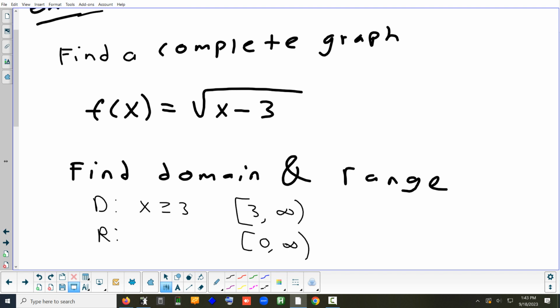Now, what if you wrote it as an inequality? What letter do we use for range? Y. And what would you put there? Greater than or equal to 0. Yep, greater than or equal to 0.